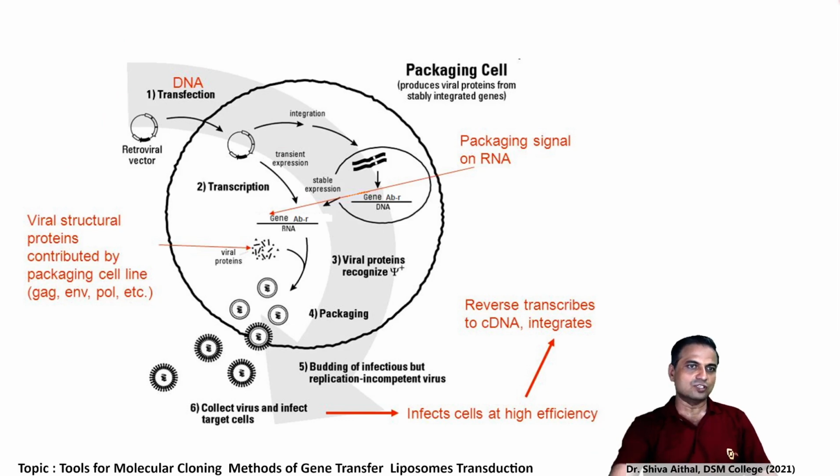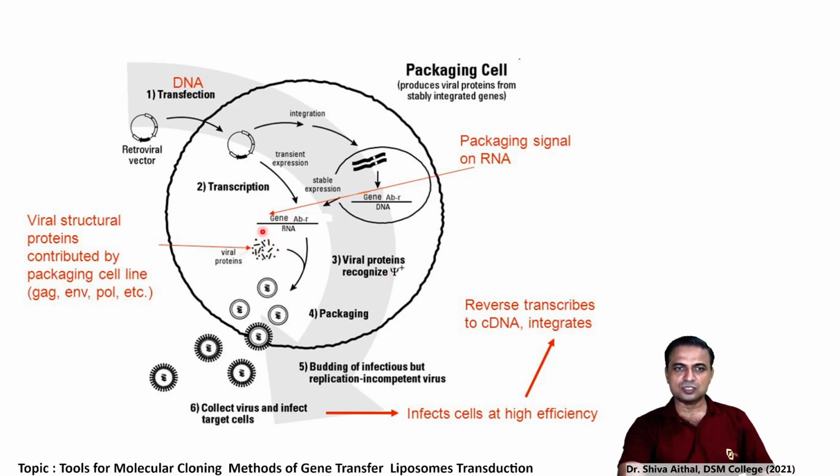The DNA which is created by transfection is introduced into the cell line. Either it will remain as it is or it will integrate into the host genome. Two possibilities are there. When it enters the host genome, stable expression takes place, and viral proteins recognize the Psi plus region, which I just told you, that is the vector genome, and there is a helper genome also. So viral structure proteins are formed, contributed by the packaging cell line.